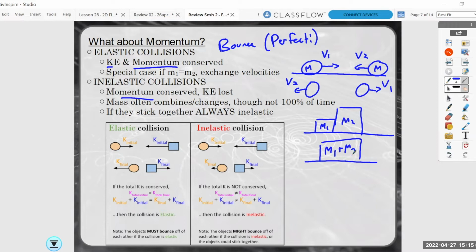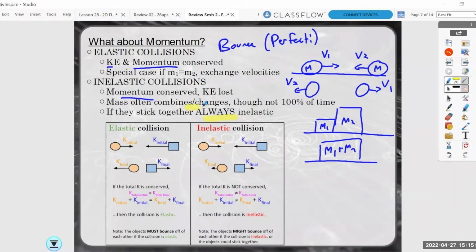In real life, most collisions fall on some spectrum between perfectly inelastic and perfectly elastic. There's some bounce to it. But most of the time we get inelastic collisions. If they stick together, it's always, always, always inelastic. So just be on the lookout. Most of the time you can combine the masses together or split them apart.